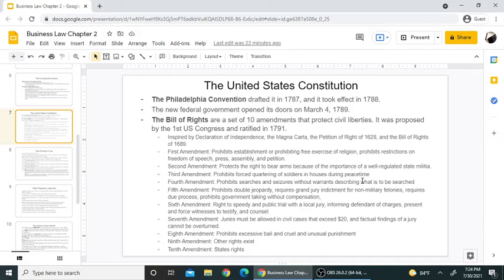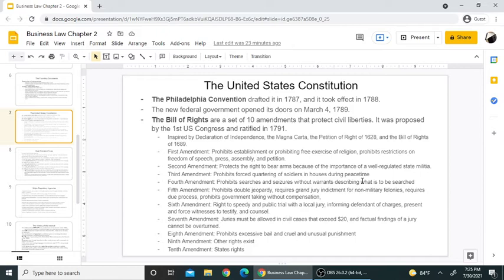Some people argue that it means that individuals themselves have a right to bear arms, and other people argue that it was really designed to protect the state militias from being disarmed by the federal government, and to make sure that state militias had access to firearms so that they could continue running their operations. So in general, it protected the right to bear arms because of the importance of a well-regulated state militia.